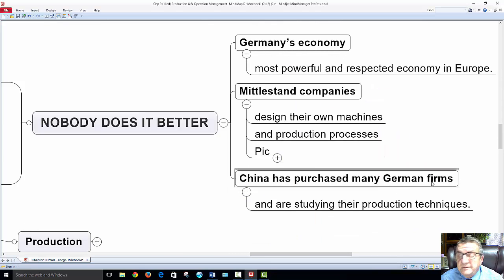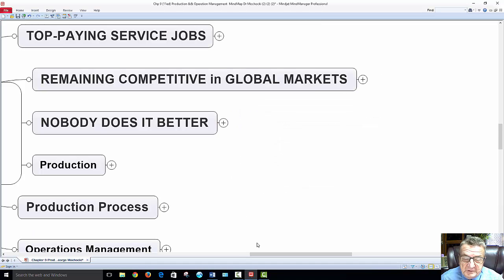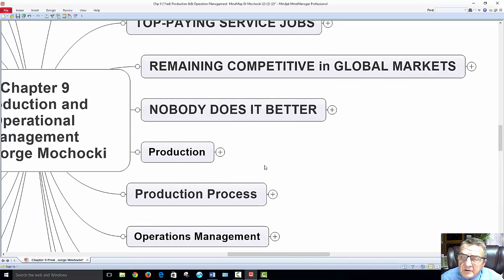You know, China has purchased many firms. Why did they purchase them? They want to dissect them and study their production techniques. Now remember, if Germany's selling some of the firms, they're either not profitable or they need the money. But China has to understand how they did it. But remember, what works in one culture, how they do the production. If you look at manufacturing, that's a little different than service.